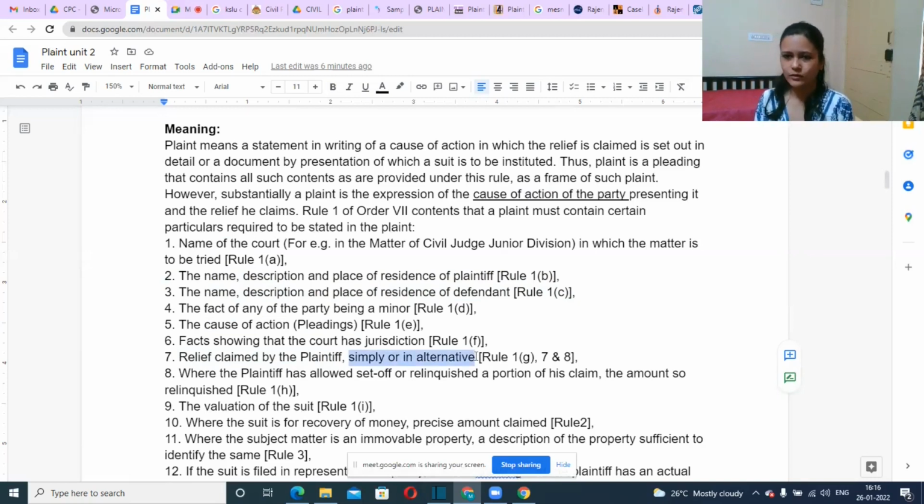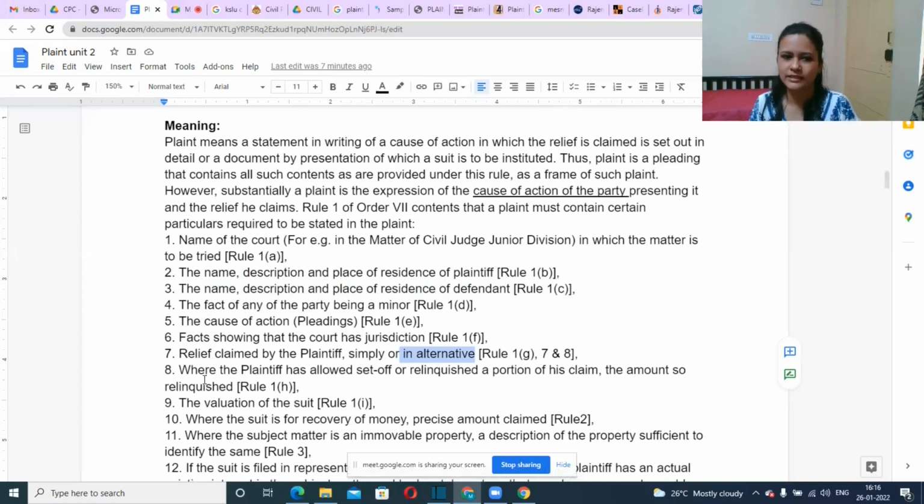Simply basically means they would straight away say that I want compensation for this certain matter. Or in the alternative, they would say that if possible, I want specific performance of the contract. Like, if possible, give me this. But if this is not possible for any reason, give me that. As in, in the alternative also I'm mentioning. I would prefer this, but if you are not able to give it, at least give this. So I may mention the relief simply or in the alternative also.